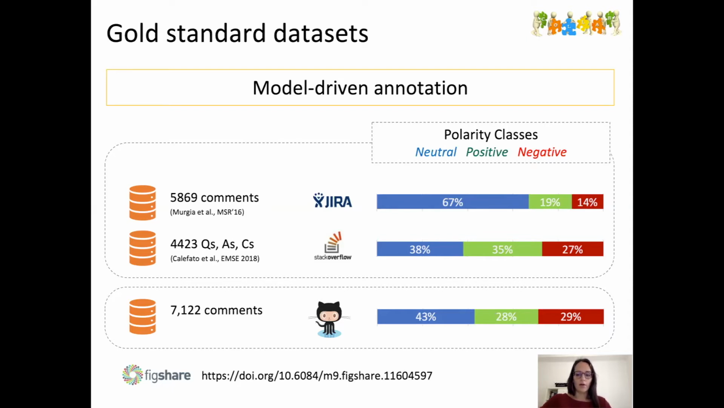And we also observe a little difference in the inter-annotator agreement, which ranges from substantial to almost perfect for Stack Overflow and GitHub. And we don't have this information for the Jira dataset from the original author. We only have agreement related to the specific emotions that were labeled.